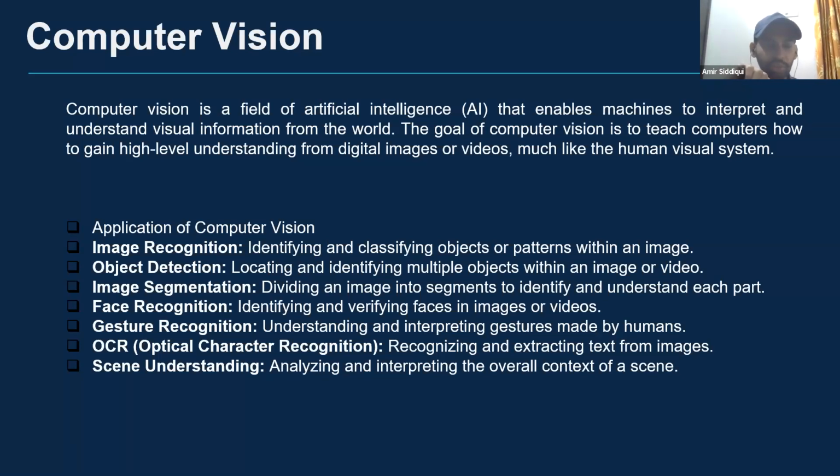Then we have OCR, which stands for optical character recognition. So what we see in our check or in our identity card, our government ID card. We have objects, our name written there. We can extract those objects from that ID card, and that comes under OCR, or optical character recognition.